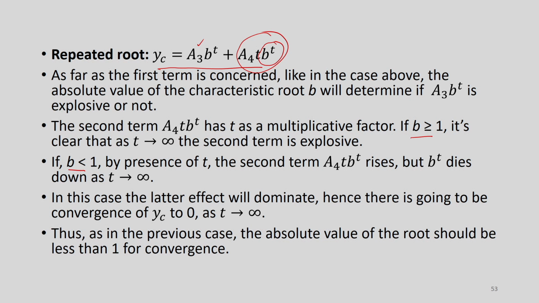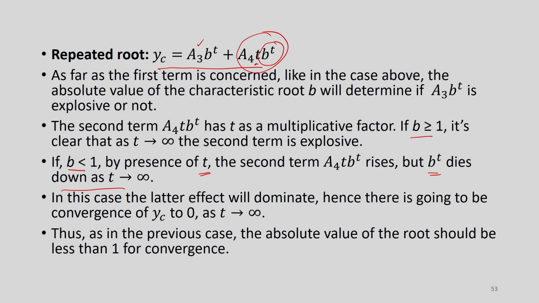If b is less than 1, by the presence of t, the second term a 4 t b to the power t rises, but b to the power t dies down as t goes to infinity. It should have been written as absolute value of b less than 1. If the absolute value of b is less than 1, then b to the power t dies down, but this is being multiplied by small t and t is rising. So, in this case, what will happen to the entire term? In this case, the latter effect will dominate, that is b to the power t. Hence, there is going to be convergence of y c to 0 as t goes to infinity.